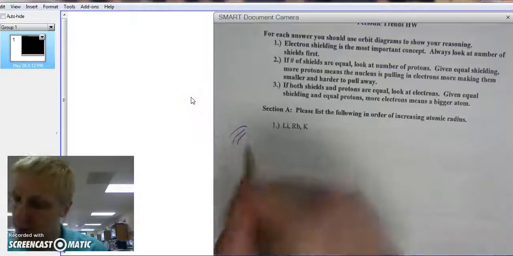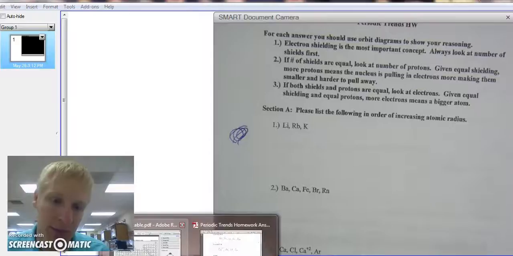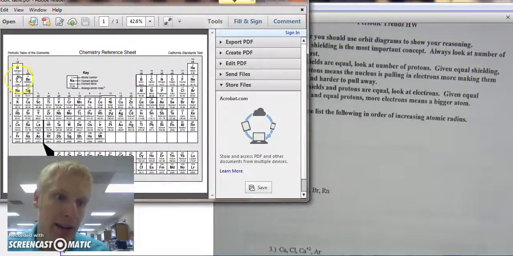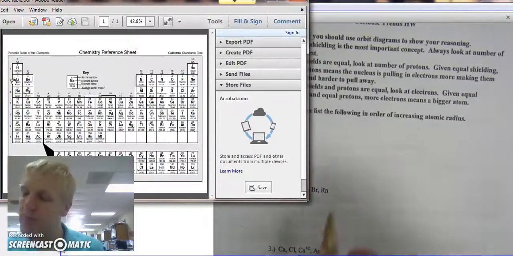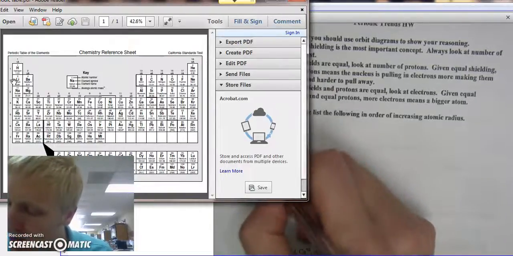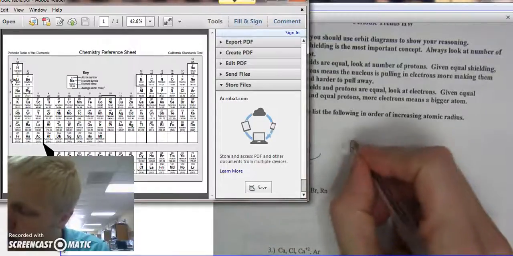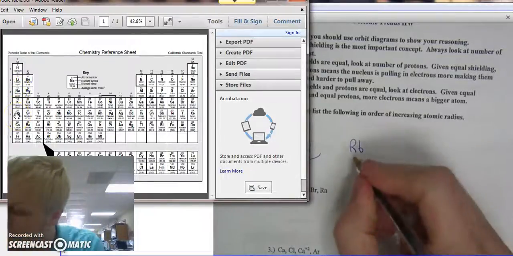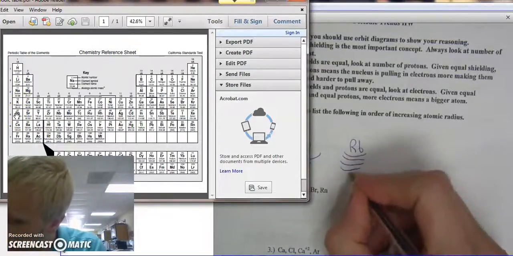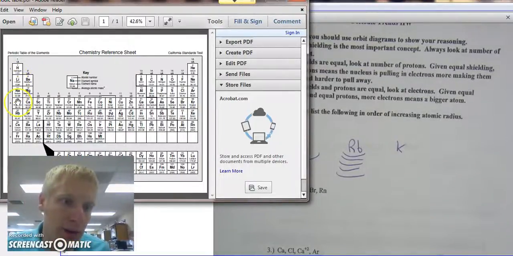So let's look at lithium. Lithium's right here. It has 1, 2 energy levels. And why don't we just redraw it? Sorry for scribbling. 1, 2. And then rubidium, we have 1, 2, 3, 4, 5. And potassium has 1, 2, 3, 4.